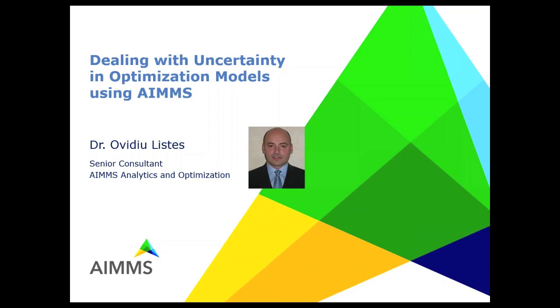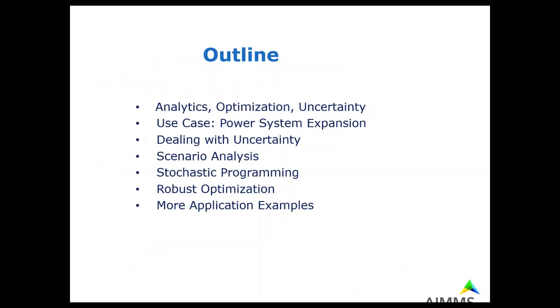Thank you. So today I would like to talk on dealing with uncertainty in optimization models using AIMMS. I would like first to make a short introduction to the topic in the current context of analytics and optimization. Then I will try to illustrate some representative techniques for dealing with uncertainty by using one use case, namely in the field of power system expansion. And after illustrating these techniques on the simple model, I will also try to illustrate more application examples.